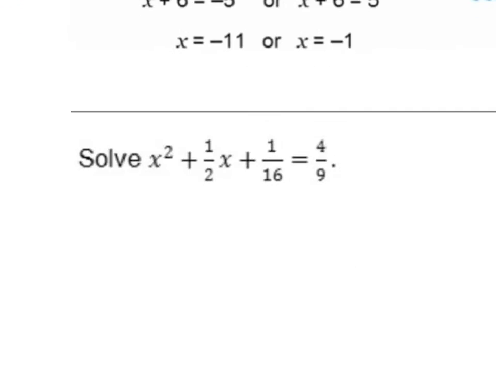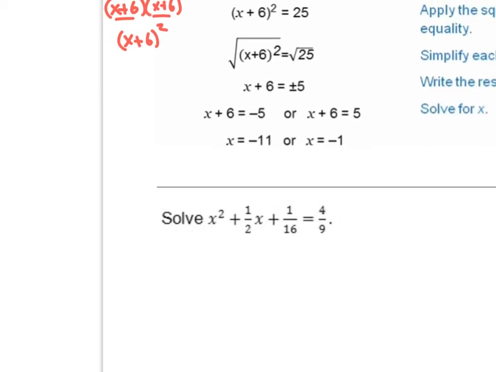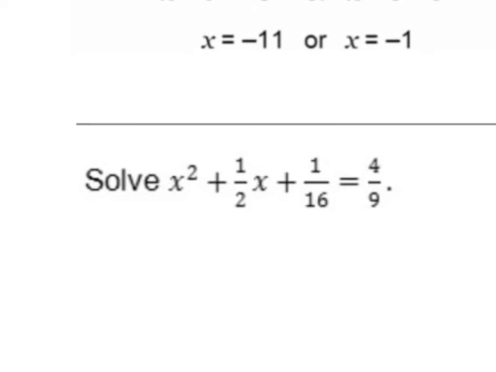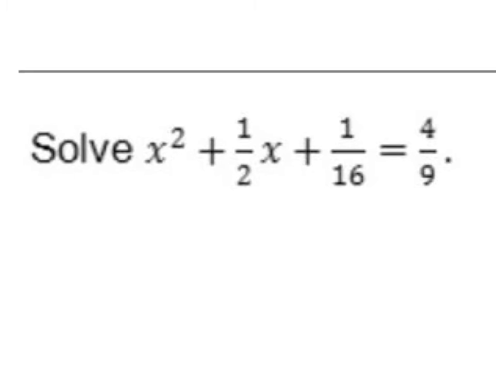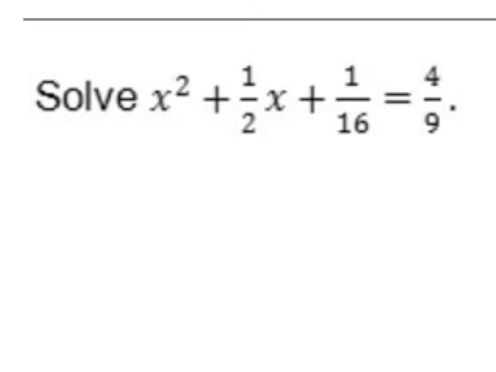So what I want to do is do that for this problem down here. This problem is going to be very, very tricky because you're dealing with a lot of fractions. We want to solve this equation, x squared plus 1/2 x plus 1 over 16 is equal to 4/9.